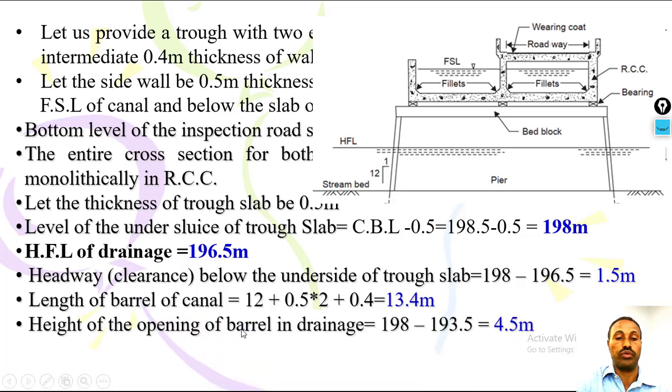Then the height of the opening of the barrel in the drainage. This is the drainage. So you have 188, which is the level of the undersluice of the trap slab, minus 193.5. So this is the height of the opening of the barrel in the drainage. So the height of the opening of the barrel is 4.5 meter.